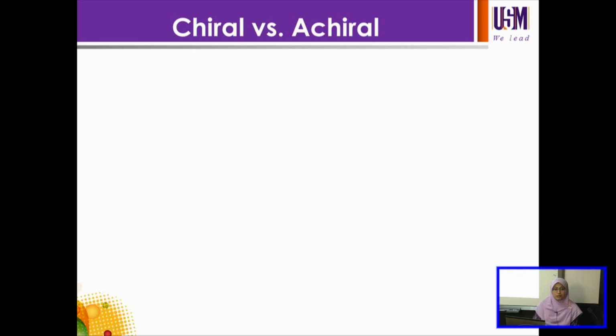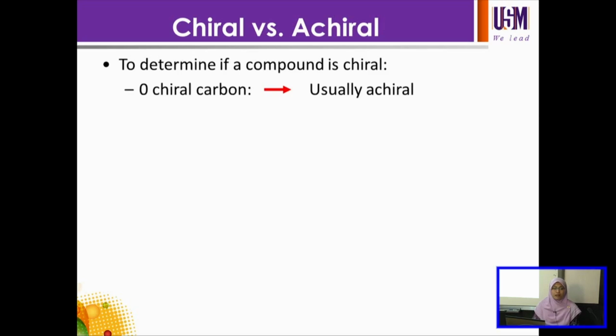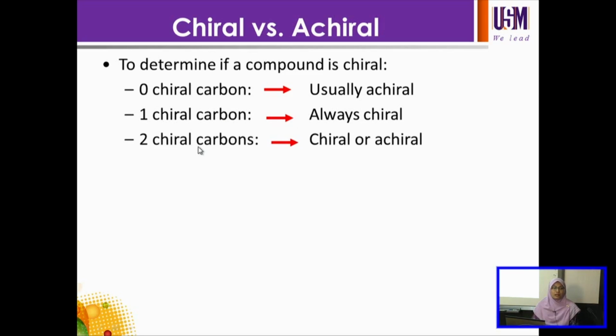What's the difference between chiral and achiral, and how to determine both of these? To determine if a compound is chiral, usually when you have 0 chiral carbon, it is achiral. If you have 1 chiral carbon, it is always a chiral molecule. And if you have 2 or more chiral carbons, it can be either chiral or achiral.